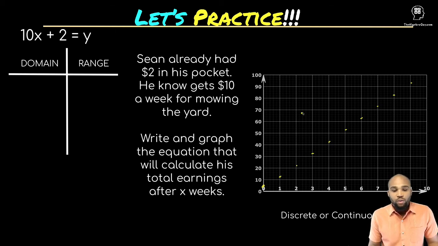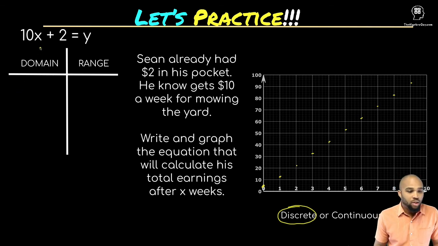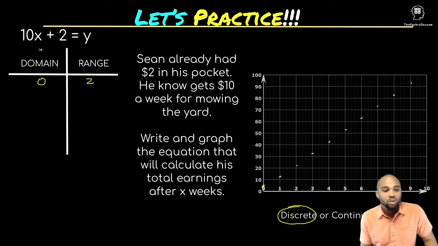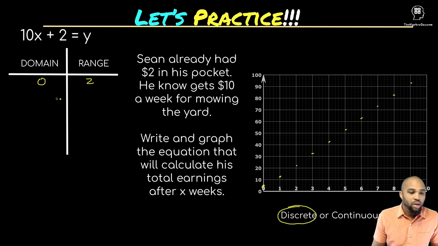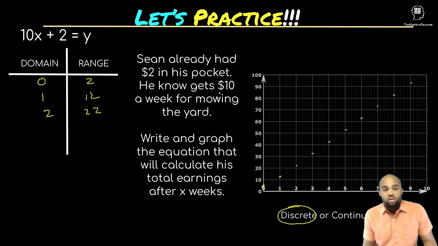So if I asked you for the domain, this is going to be all these numbers going on forever. We didn't put any limit on it. So how would I represent that? Let me think, because this is going to be discrete. So if I did domain, what I wanted to represent here is actually the numbers. If I put a 0 here, like he didn't work at all, technically he still should get $2 according to this equation, right? 10 times 0 is 0, and that's going to equal 2. If he did 1, that'd be 10 times 1, it's going to be 12. 2, it's going to be additional 10, 22, and so on. Now this is going to go on forever because there's no limit.